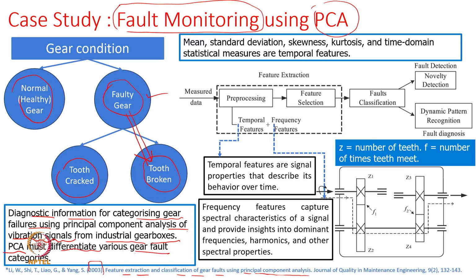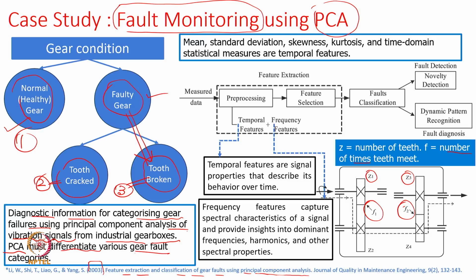So, this is what they use the PCA for, to differentiate gear faults. Say the normal gear is case 1, the cracked tooth is case 2, and the broken tooth is case 3. Now, this is a complete gearbox, and the sketch of the gearbox has been shown here. Here Z is the number of teeth on the gear, and F is a kind of frequency, that is, the number of times gear teeth come in contact, meet.